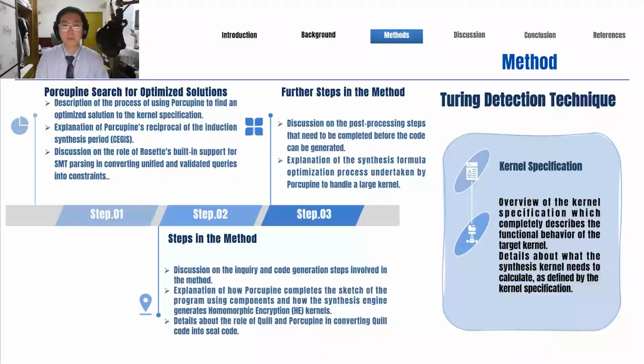Discussion on the post-processing steps that need to be completed before the code can be generated. Explanation of the synthesis formula optimization process undertaken by Porcupine to handle a large kernel, and the last is the kernel specification. Overview of the kernel specification, which completely describes the functional behavior of the target kernel. Details about what the synthesis kernel needs to calculate, as defined by the kernel specification.